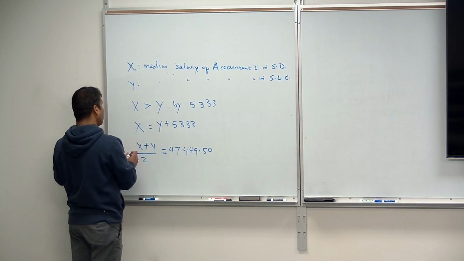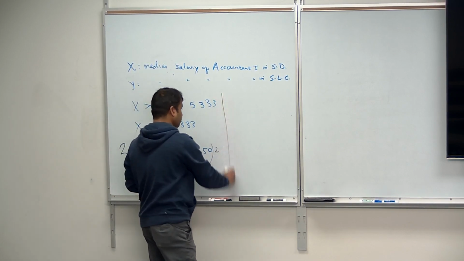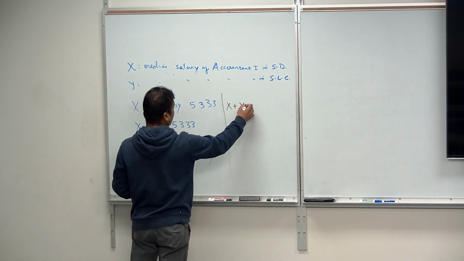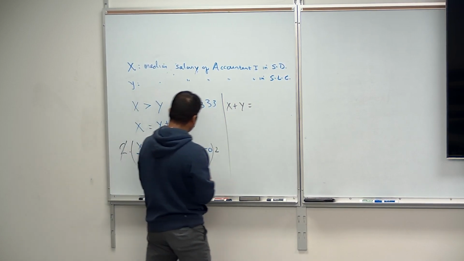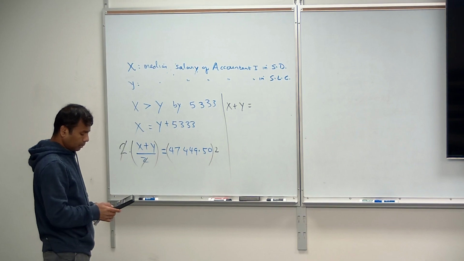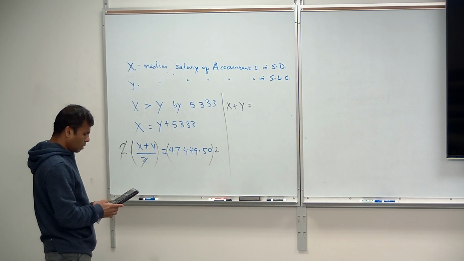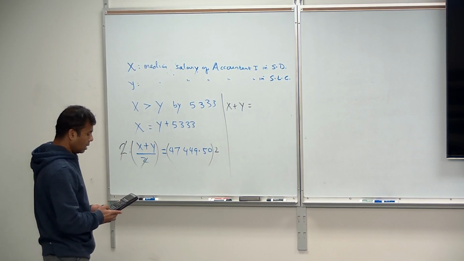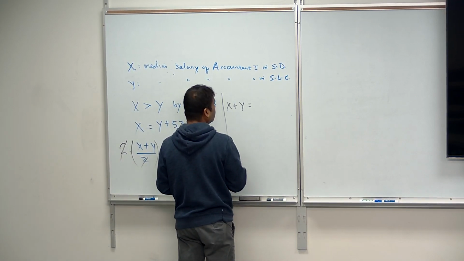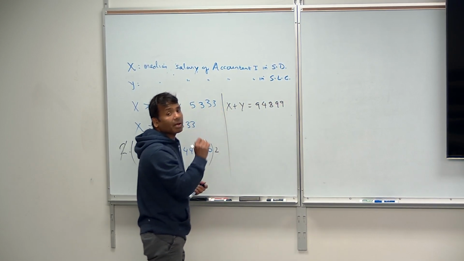You can do that. If you multiply both sides by 2, so what do you have now? If you do that, this 2 and 2 cancel, and you have X plus Y equal to $47,449.50 multiplied by 2. So 47449.5 times 2 is equal to 94,899. So this is 94899. That makes sense?